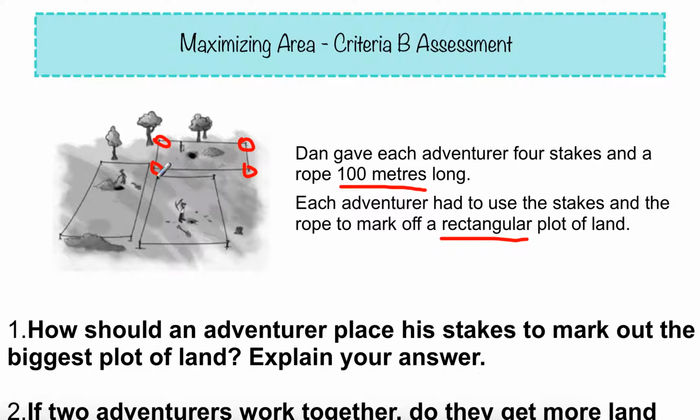Okay, so remember, 100 meters of rope all the way around, that's 100 meters. You're probably, hopefully, thinking of the idea of perimeter here. So the perimeter all the way around has to be 100. Okay, so that's the perimeter. But here are the questions. How should an adventurer place his stakes to mark out the biggest plot of land?